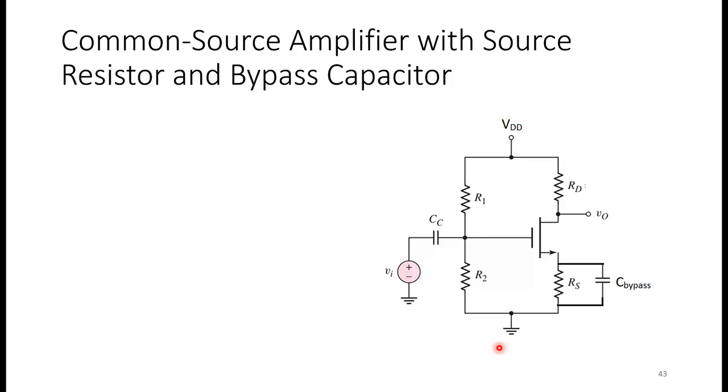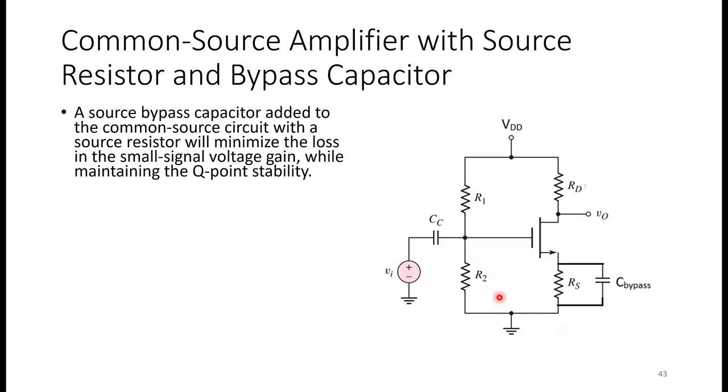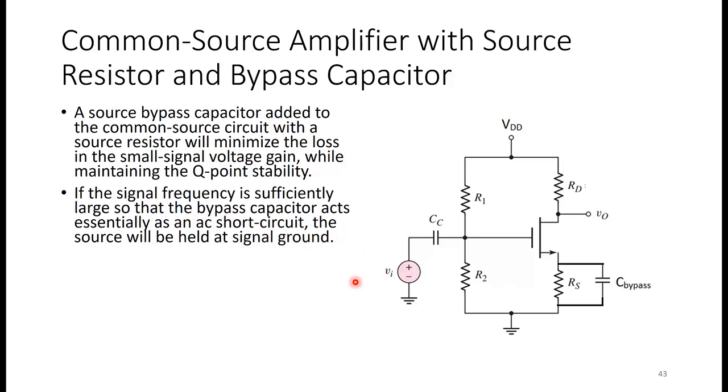Now, I think this is going to be our final example: what happens if the common source amplifier with the source resistor has a bypass capacitor? When a source bypass capacitor is added to the common source circuit with a source resistor, it will minimize the loss in the small signal voltage gain while maintaining the Q point stability, meaning it does not interfere with the biasing of the whole circuit, but it will increase the voltage gain. If the signal frequency is sufficiently large so that the bypass capacitor acts essentially as an AC short circuit, the source for this NMOS common source circuit will be held at signal ground, because in AC this will be a short circuit and it will bypass this source resistance.